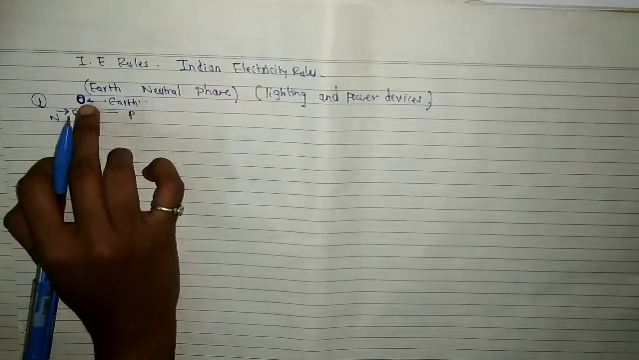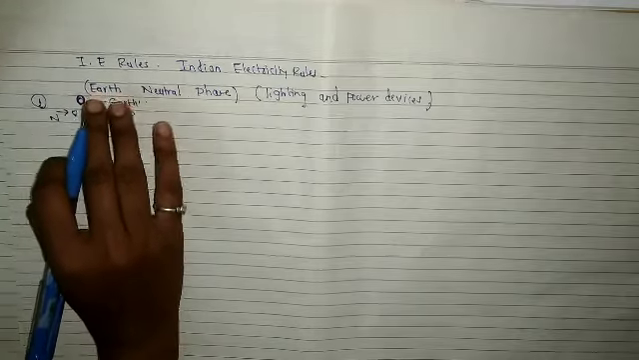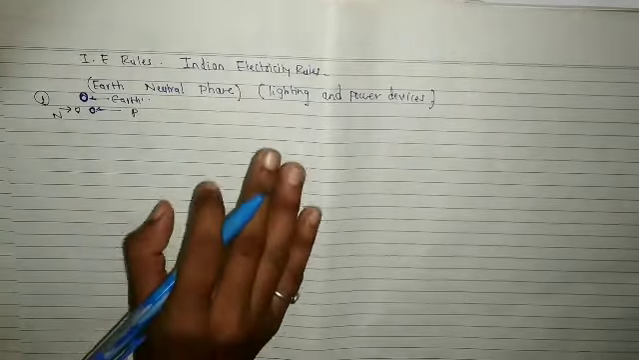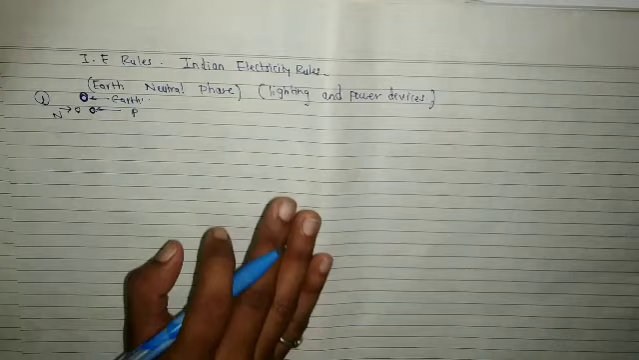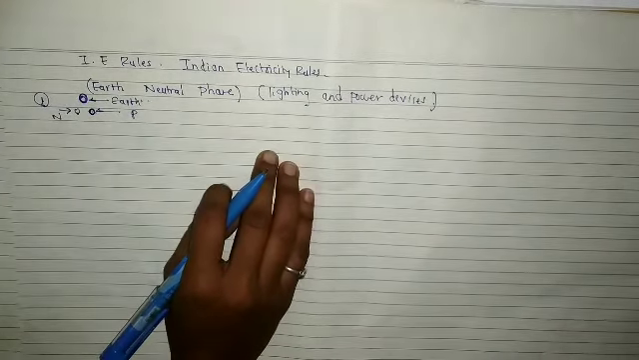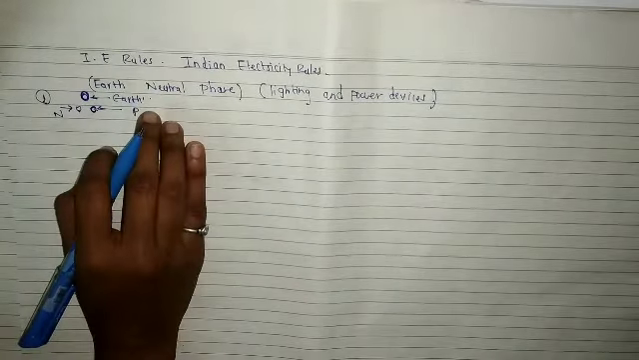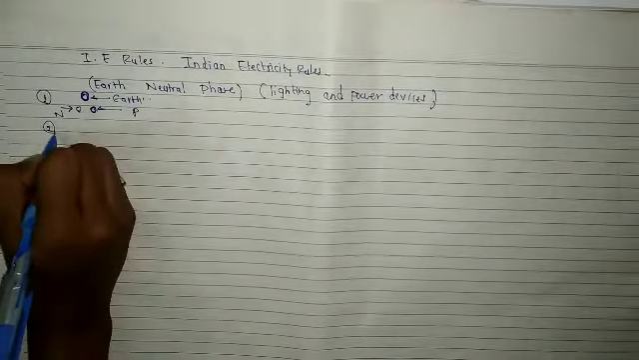As I said, metal appliances or all iron-clad appliances, switches, fans, fridge, AC should have earthing. So earthing must be provided. So this is about earthing. Now we'll move to neutral.